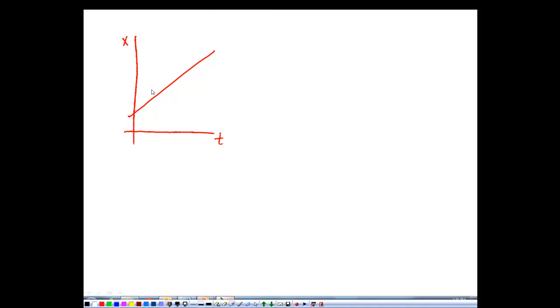Now we already said that the slope, which is usually an m, is equal to the velocity of the object. And this point here is the initial position. It's our intercept. And it's our initial position. X0 is the initial position. So what we want to do is write an equation for this line.